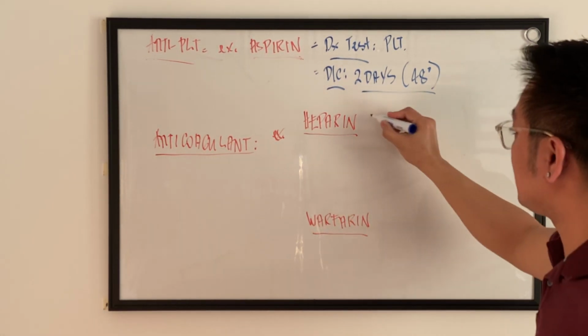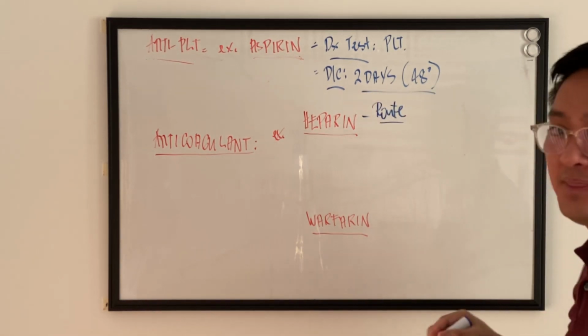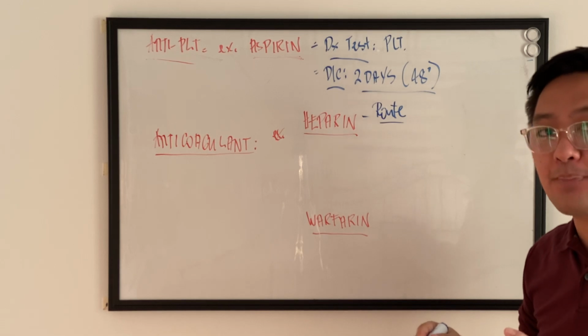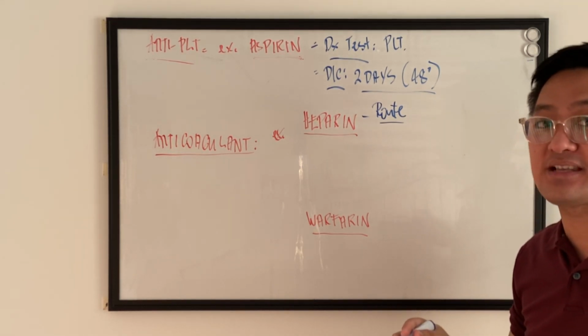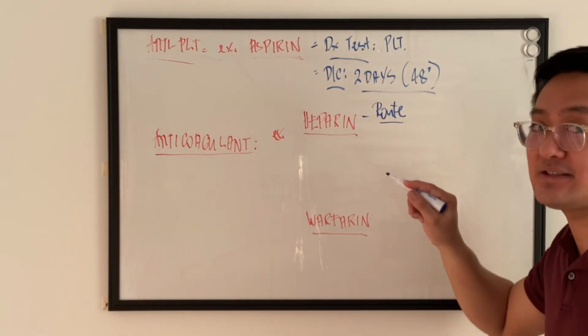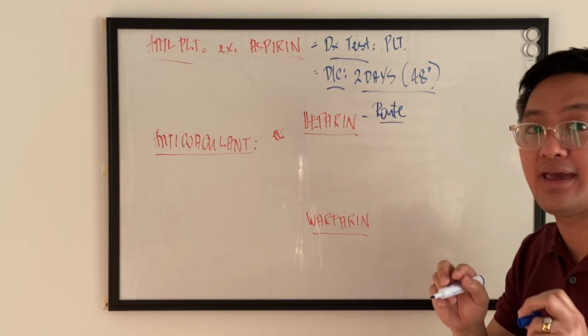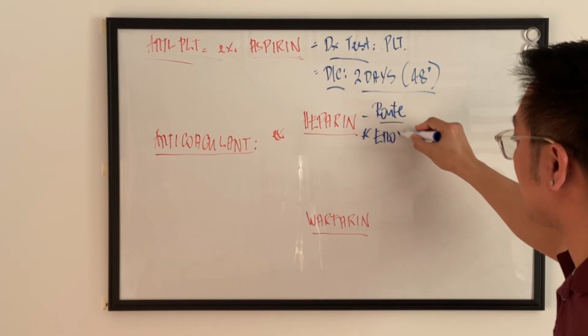Now, what do you think is the route, okay, in giving heparin? Heparin may be given parenterally. It may be given IV. It may be given subcutaneously. Okay? Do not forget that. But there is one type of low molecular weight heparin, in the form of your enoxaparin.